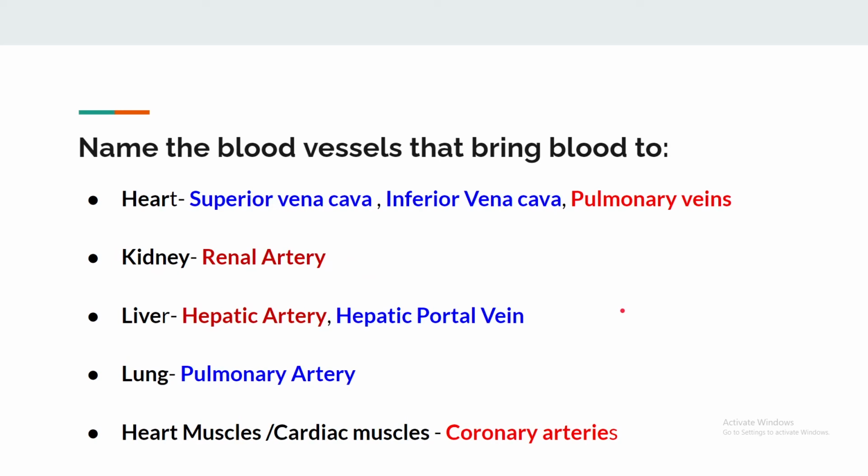Let's know the name of the blood vessels that bring blood to the body organs. To the heart, superior vena cava, inferior vena cava and pulmonary veins. To kidney, renal artery. To liver, hepatic artery and hepatic portal vein. To lungs, pulmonary arteries. To cardiac muscles or heart muscles, coronary arteries.